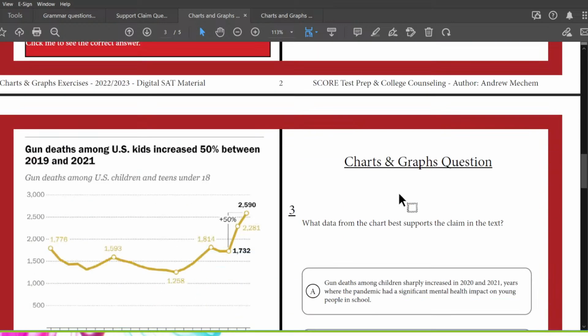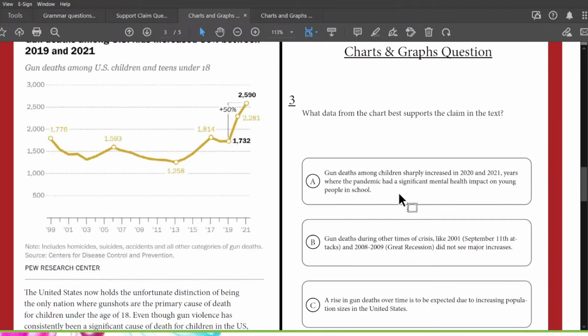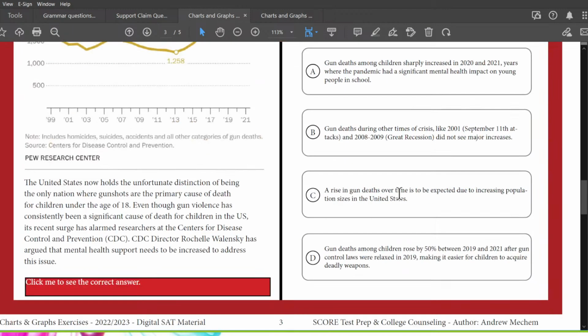Let's go to 3. Okay. Ooh. Gun deaths among U.S. kids. Oh, sad. Okay. The claim: director Rochelle Walensky has argued that mental health support needs to be increased to address this issue. And again, if I'm not sure what this issue is, I might read backwards a little bit. Even though gun violence has consistently been a significant cause of death for children in the U.S., its recent surge has alarmed researchers. Okay, so we're looking at this idea that we need mental health support. That seems like a key part of her claim.